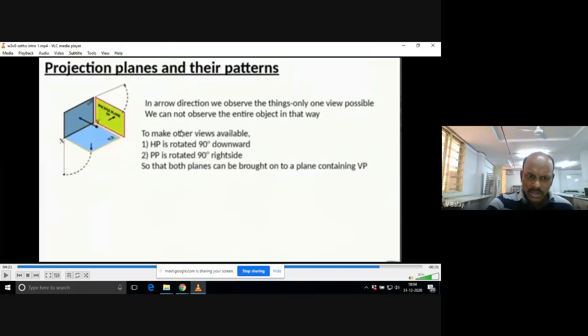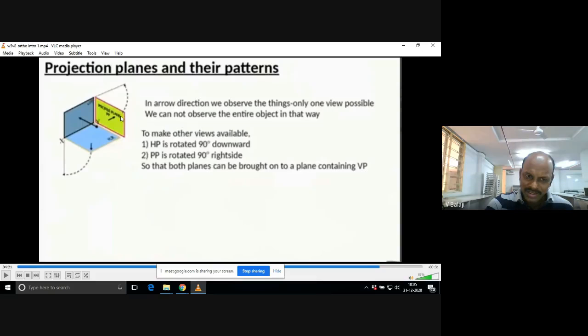unit. So if you combine all these three, let us take VP, HP, and profile plane, now you will get one quadrant. Like that, you can frame four different quadrants. Here, because you are drawing the front view on VP, here is one important concept, listen carefully. We are drawing one view on VP and another view on HP and the side view on PP, right?